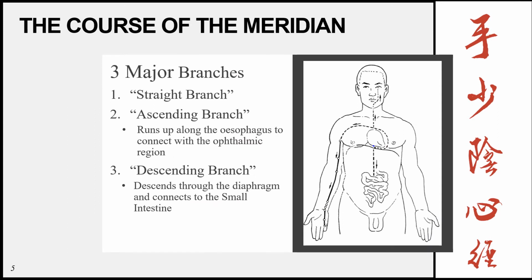So there were the 3 major branches we talked about. The straight branch, which we went through already. Then the ascending branch. So here's the ascending branch, this portion here. This portion ascends along the esophagus and ascends all the way up the face and connects with the ophthalmic region up here. And then the descending branch. This branch descends through the diaphragm and continues downward all the way to connect to the small intestine, the associated organ of the heart.